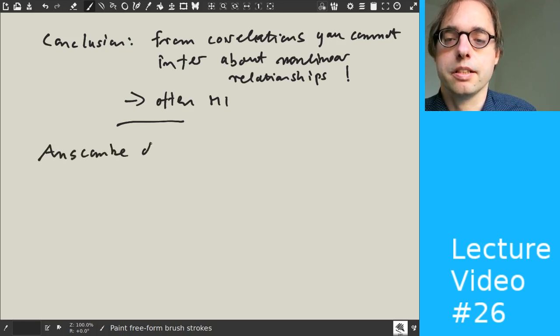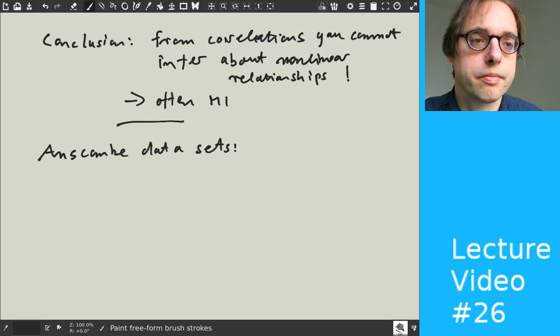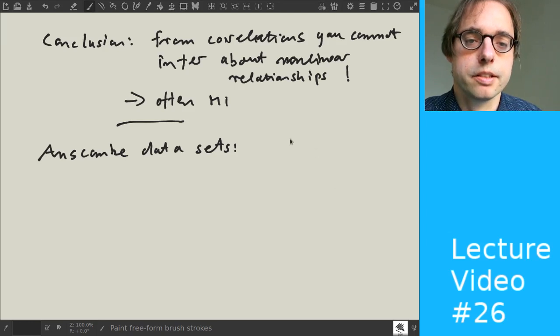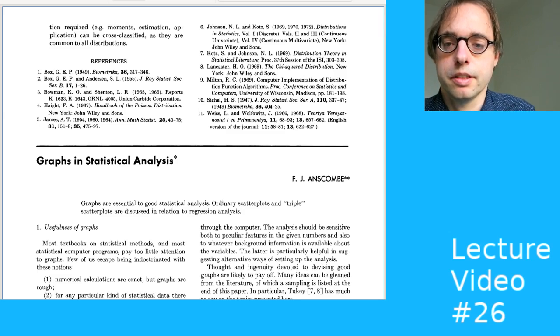But now let's look at the famous Anscombe data sets, and I'll show you the paper now. So let me open the PDF. So it's from 1973, this paper. So here you can see it, and it's called Graphs and Statistical Analysis.